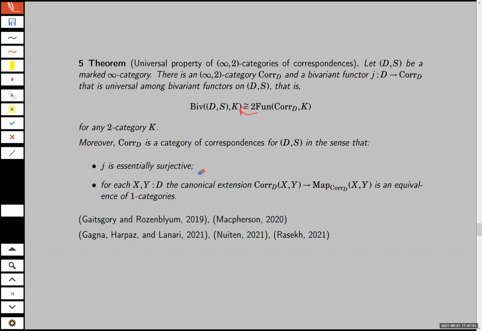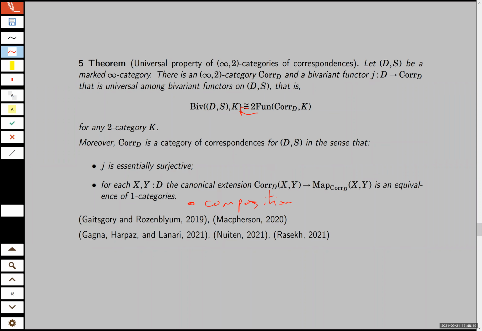That's this statement here. And the canonical map, which I referred to in the previous slide, is an equivalence. So the categories of maps between two objects are indeed correspondences. And I didn't write it already, but one can also compare the composition law. Composition law is composition of correspondences.